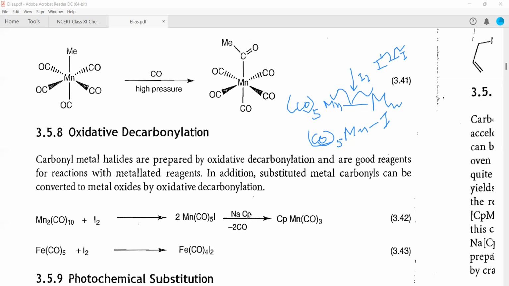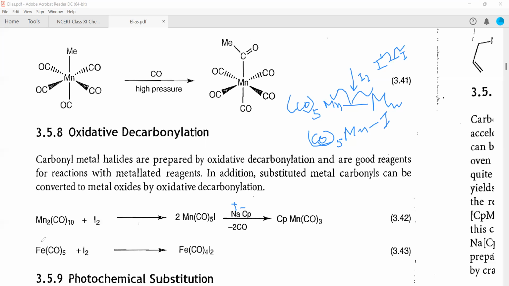Now when you add sodium Cp, then it is negative, it is positive. Then you can remove 2 carbonyls, and iodine you can substitute with Cp, because Cp is a better ligand than iodine, and Cp is a bulky ligand. It needs 3 coordination sites in order to bind. And the same example is given over here.